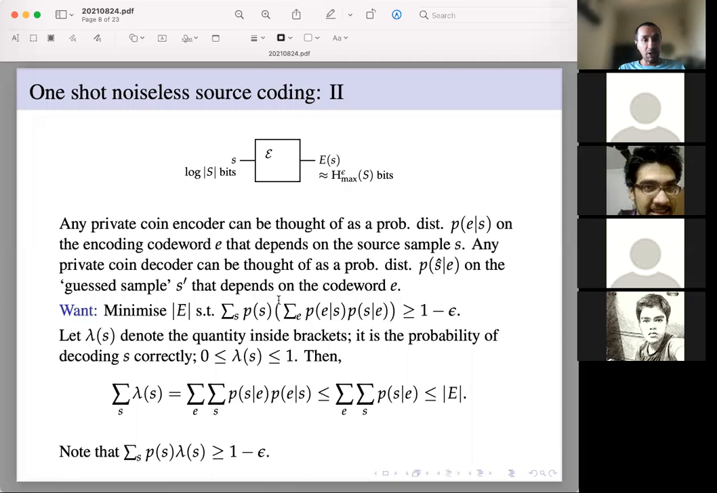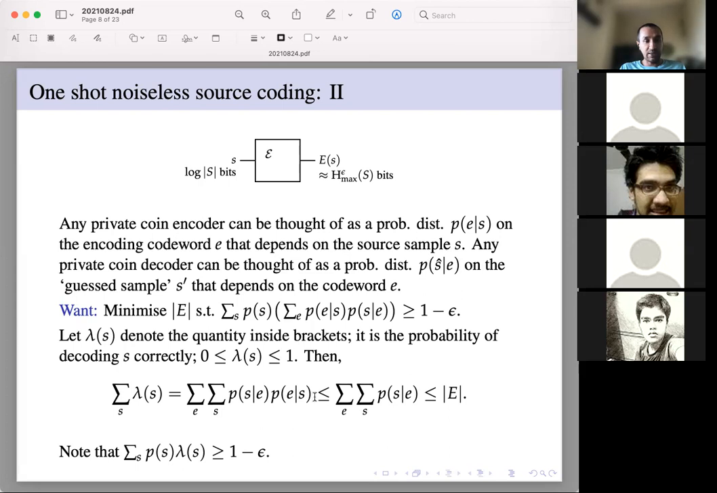Let us give a name to the quantity inside these big brackets. Let's call that lambda S. What is lambda S? It has a nice interpretation. It is the probability of decoding S correctly. S has been input to the encoder. What is the probability that the decoder also recovers the same S? Whatever it is, it's a number between 0 and 1.